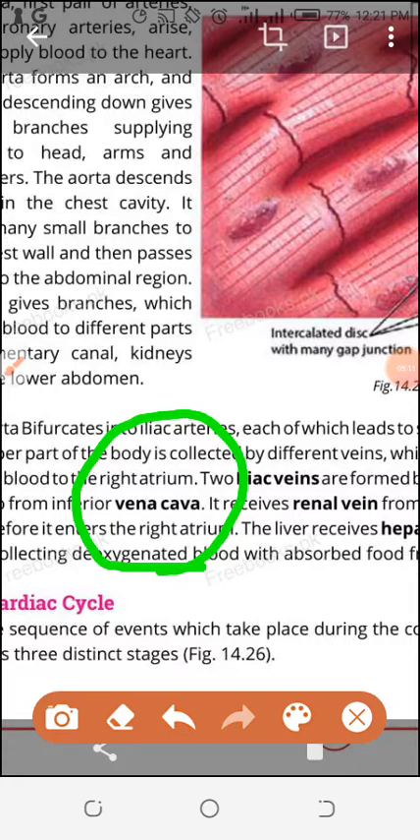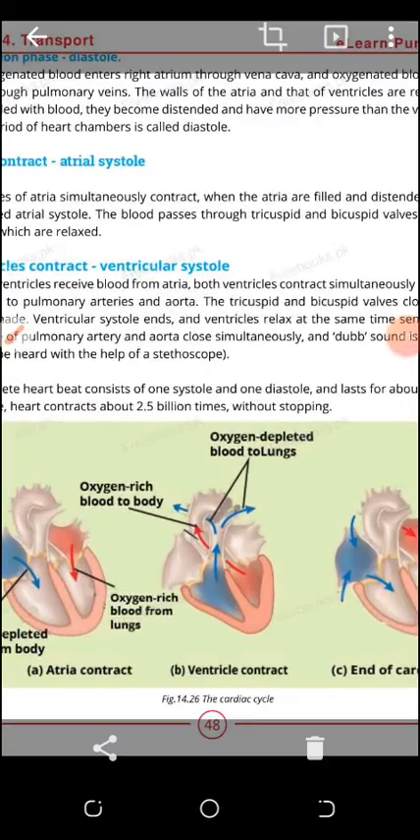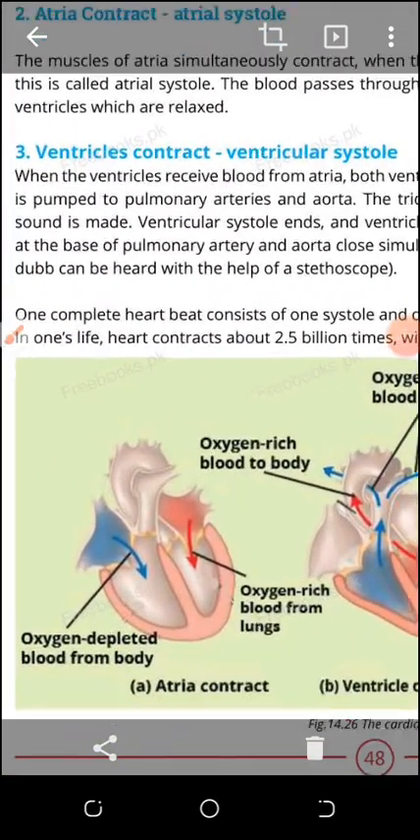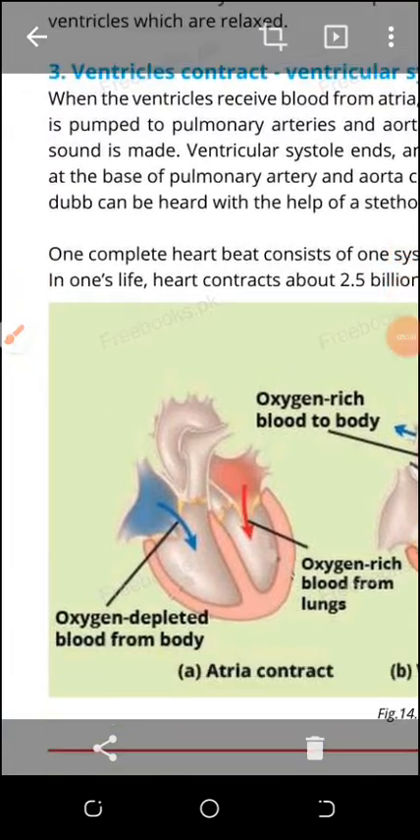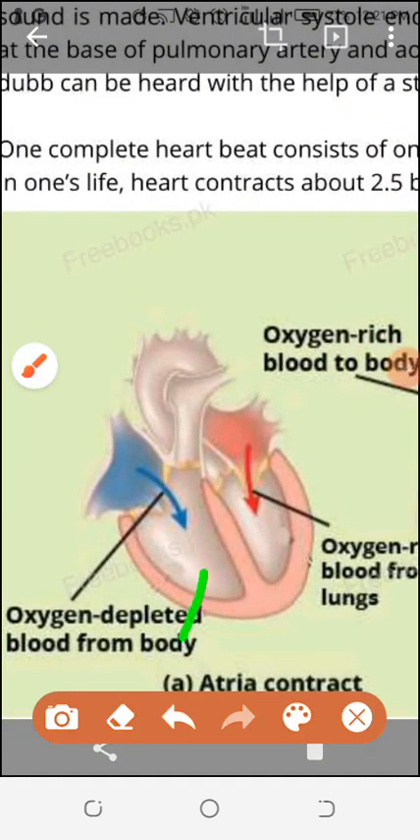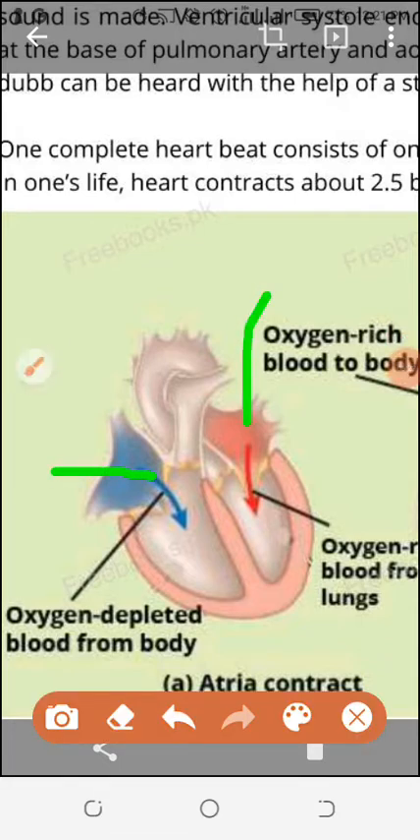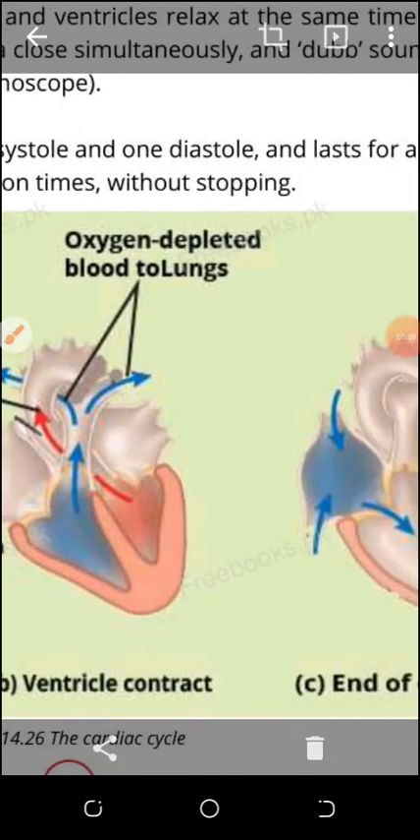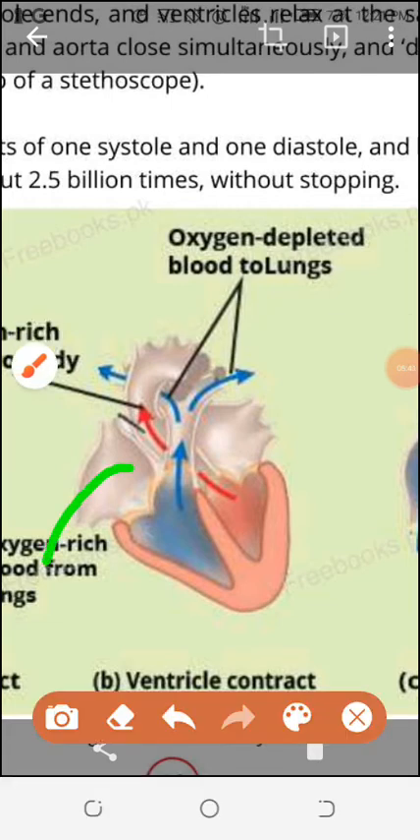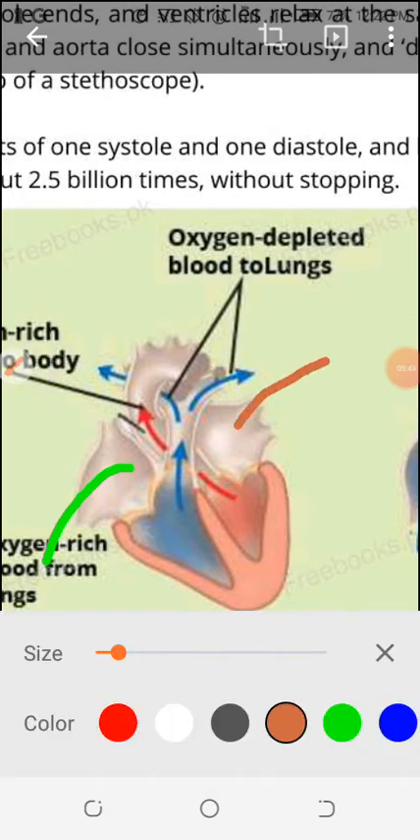Now we go back to the cardiac cycles. What are the cardiac cycles? Cardiac cycles mean that the atria will contract. When the atria contract, this is called atrial systole. Now the atria contract, the ventricles relax. Now go back to the ventricles. When both ventricles contract, this is called ventricular systole.